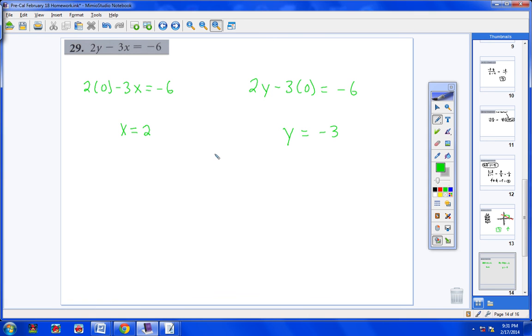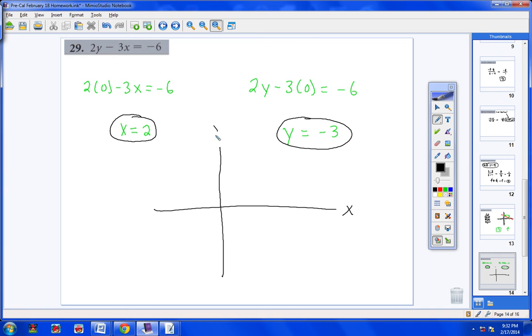Okay, just checking the work there. Everything looks fine, so let's go ahead and get our table of values drawn here. We have an x-intercept of 2. Here's my x-axis. And I have a y-intercept of -3. Here's my y-axis. So I go to the x-axis at +2, put a point there. I go to the y-axis at -3, put a point there, and then we sketch our line.